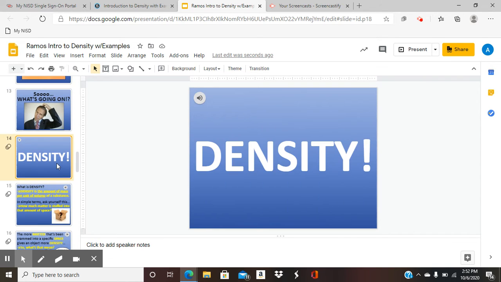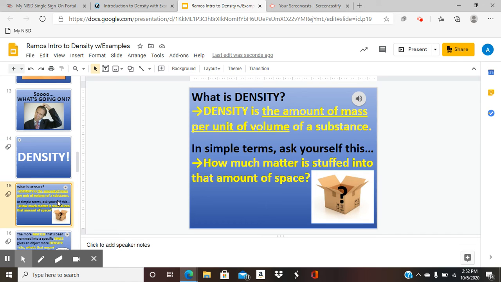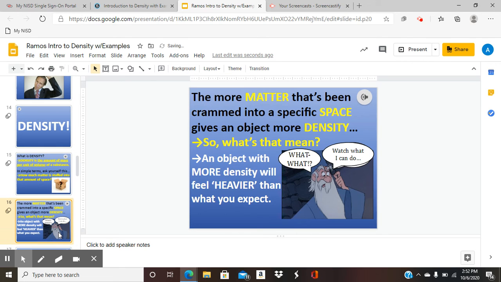So let's talk about density. Density is the amount of mass per unit of volume of a substance. In simple terms, you can ask yourself this: how much matter is stuffed into that amount of space? The more matter that has been crammed into a specific space gives an object more density. So what does that mean? An object with more density will feel heavier than what you expect.